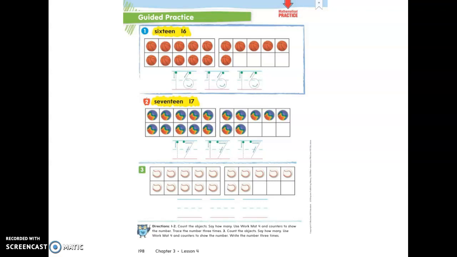Now let's look at page 198. On page 198, you're going to count the objects in each question and write the number of objects 3 times. So pause your video, take your time to do this, then press play to check your work. These are the correct responses.